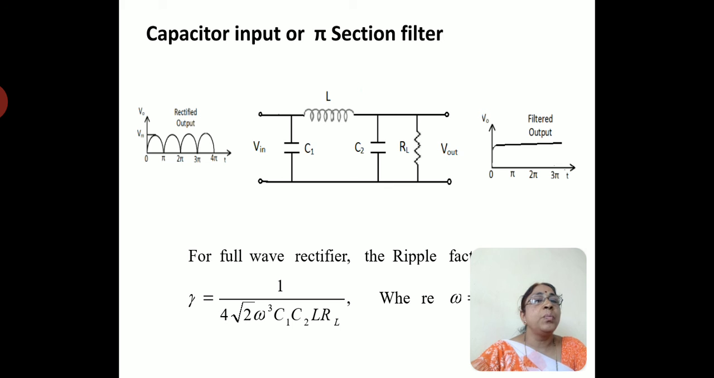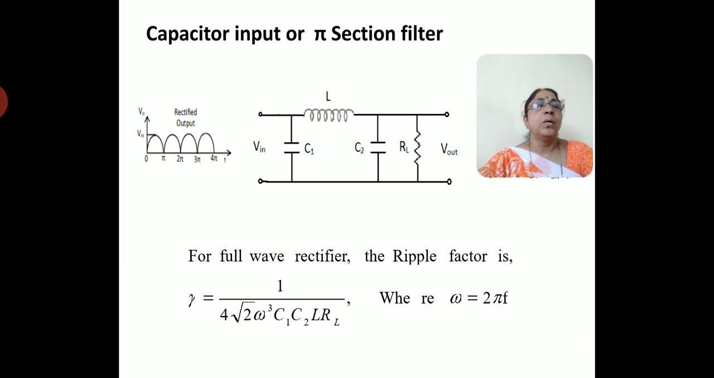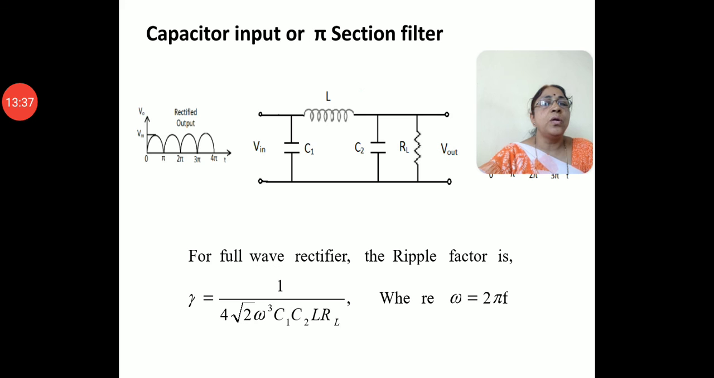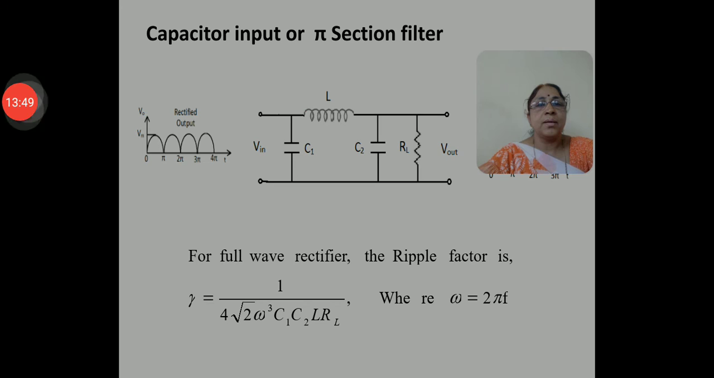Still, if ripples are present, they pass into C2, and the remaining DC component gets to the output load. So the filtered output has only a small amount of ripples through the load. For a full wave rectifier, the ripple factor gamma is equal to 1 divided by 4 square root of 2 omega cube C1 C2 L into RL, where omega is equal to 2 pi f. By substituting the values of all, we get the ripple factor.